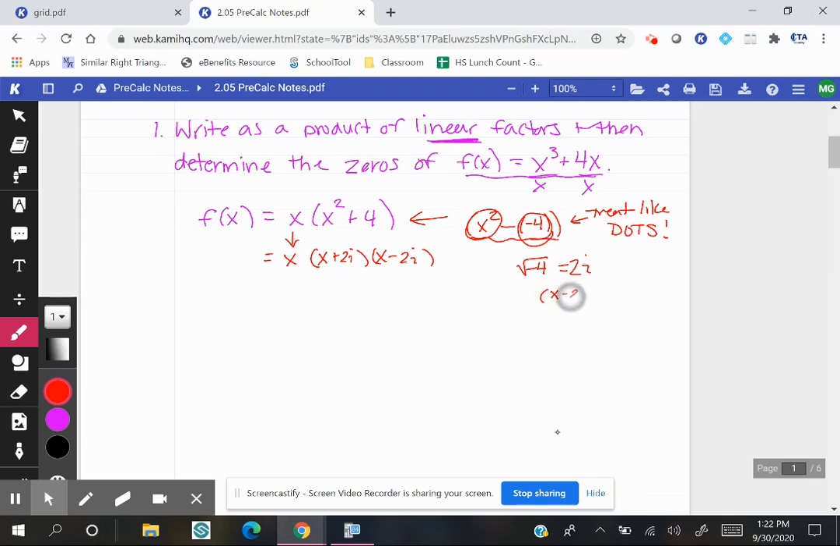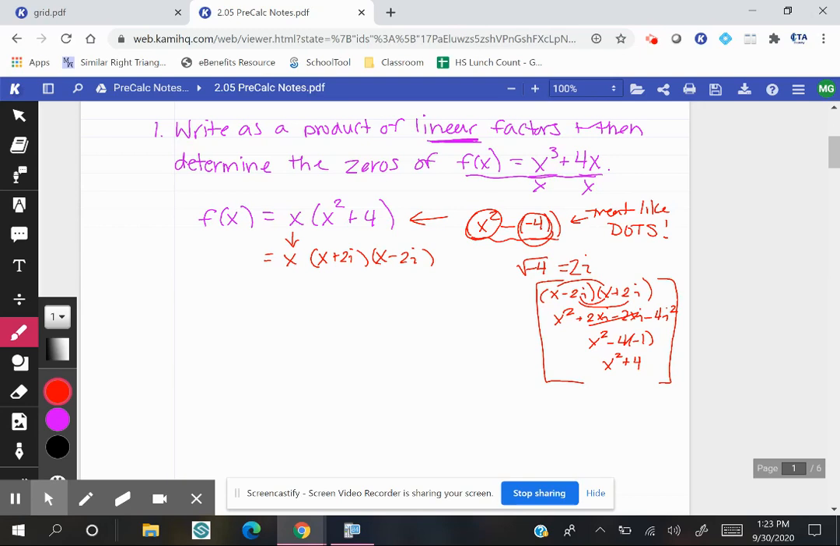If you need to wrap your head around why this works, try foiling it out to see what you get. You get x squared plus 2xi minus 2xi in the middle, and then your last term would be minus 4i squared. Middle terms cancel. i squared is negative 1, so you get negative 4 times negative 1, which is x squared plus 4. So that's just a little side note to prove that's what you get.